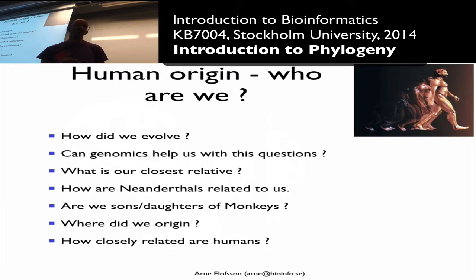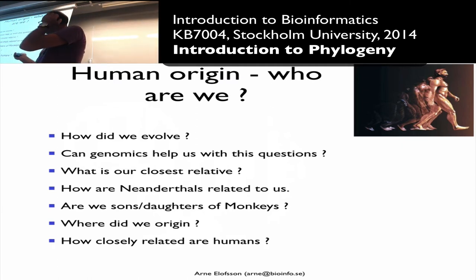And then we know it was very clear that our closest extinct relative is the Neanderthals, another humanoid living mainly in Europe. How are they related to us? Are they just a subspecies or a really separate species? Did we intermix? How are we related to monkeys? Where did we originate? Is that unclear? Clear.